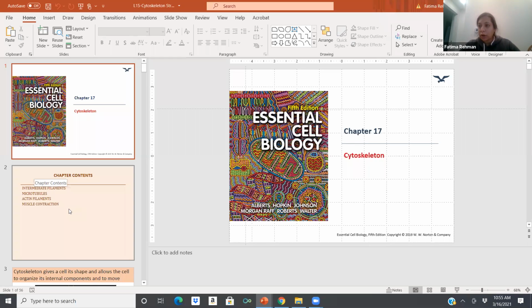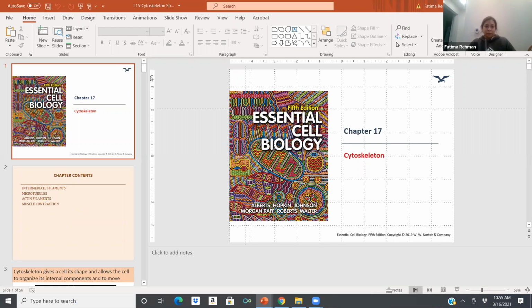We are going to finish talking about microtubules before going into actin filaments. And then we'll look at an example where different types of filaments come together to perform a very important function in our body, muscle contraction.